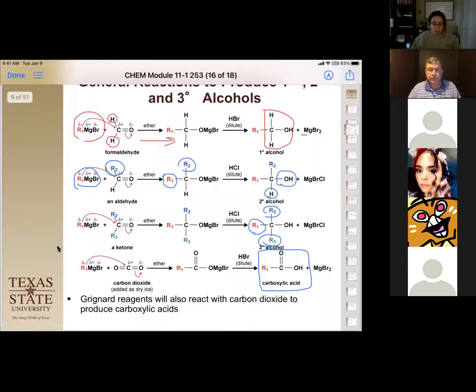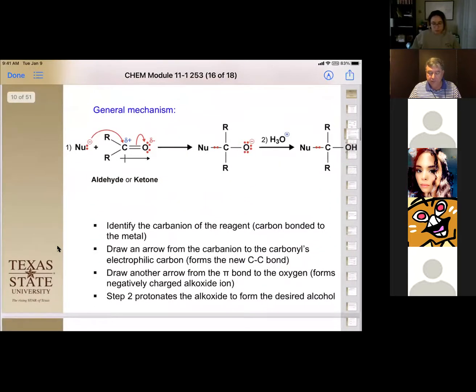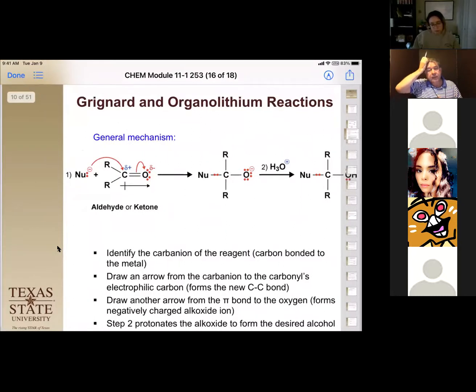All right, let's move on to the generalized mechanism. The generalized mechanism is that we have a nucleophile. It's going to use those electrons from the nucleophile to attack the partially positive carbon. Then the double bond between the carbon and the oxygen gets flipped up and stabilized on the oxygen until you protonate it with acid.